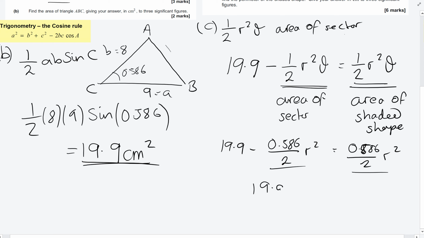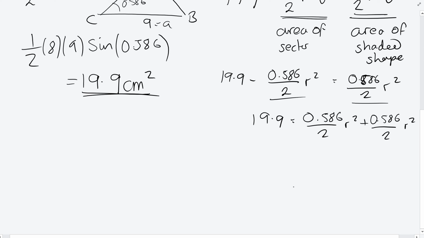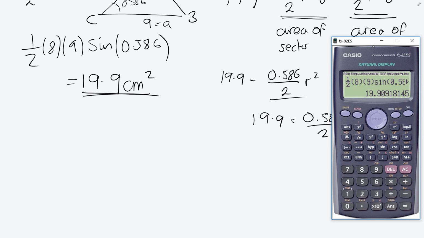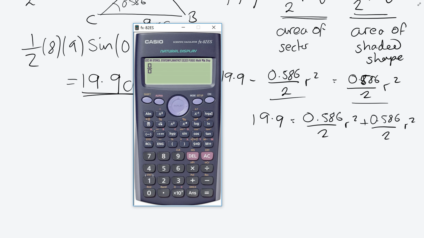So 19.9 equals 0.586 over 2 r squared plus the one from this side. So plus 0.586 over 2 r squared. Now, if you're not happy with this step, evaluate 0.586 over 2 plus the same thing again. But if you're following this quickly, you will see that that's just going to give us 0.586, because you just have 0.586 over 2 plus 0.586 over 2.